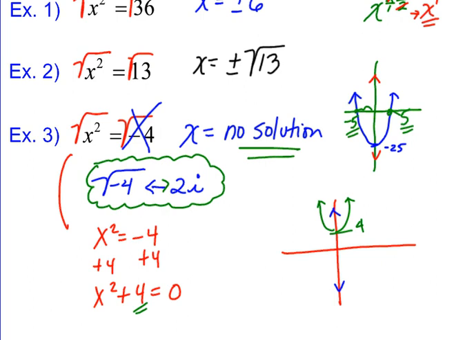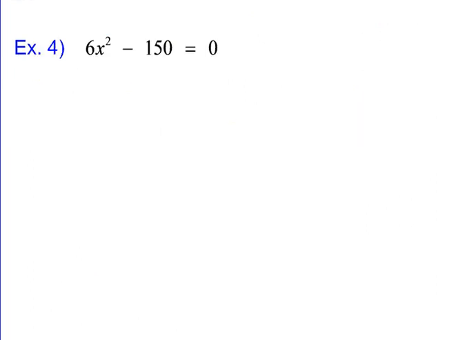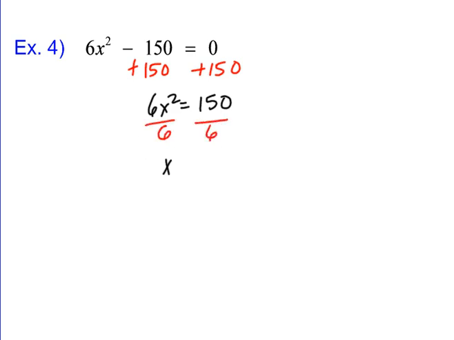All right, let's get a little more complicated. Let's add some more things in there. And here you can see that the b is definitely missing. 6x squared minus 150 equals 0. So let's first start out by adding 150 to both sides. We do that, we end up with 6x squared equals 150. We're going to divide both sides by 6 and find out that x squared equals 25. Once again, we're going to take the square root of both sides. We do that, and we're going to get our answer of x equals plus or minus 5.